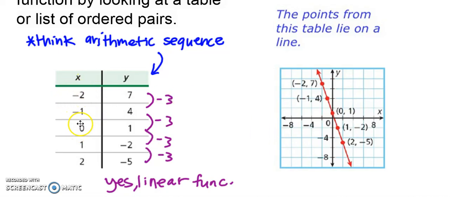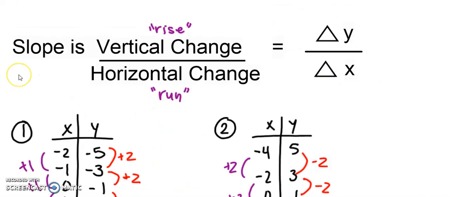Now, if our input values are jumping around, then we may not see consistency in the y's, and we may have to readjust. Okay, so we have slope, and a phrase you may remember for slope is rise over run. We're going to be transitioning to some new notations for slope.